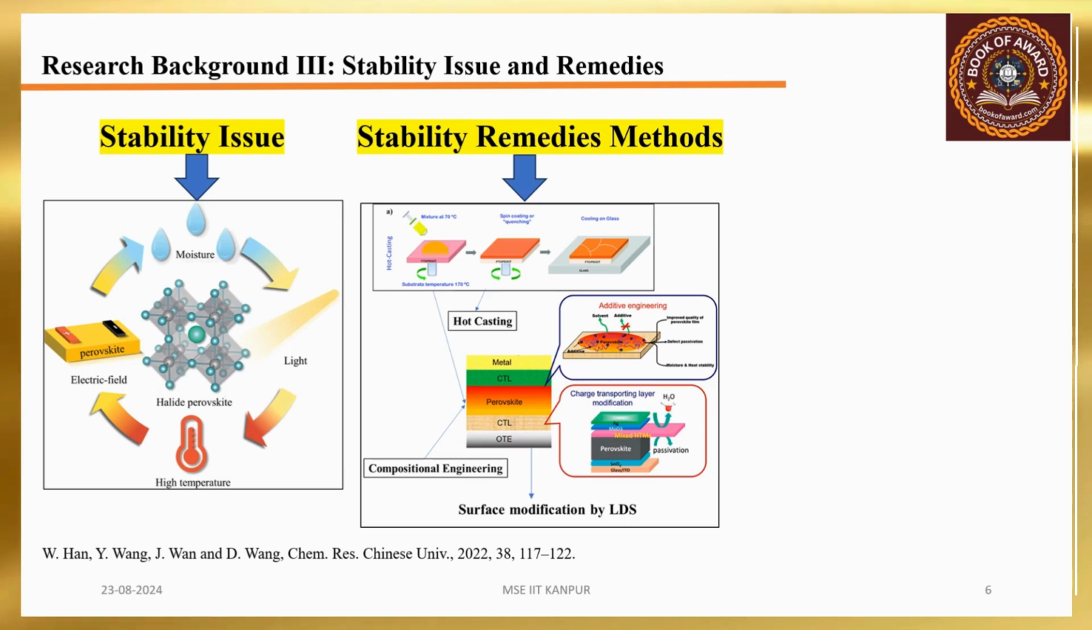Other is compositional engineering. By compositional engineering, we can improve the quality or properties of perovskite materials. By using compositional engineering we can passivate the defects, due to which its stability will improve. Other is modification of the charge transport layer, by which we can also improve the stability, like moisture stability.